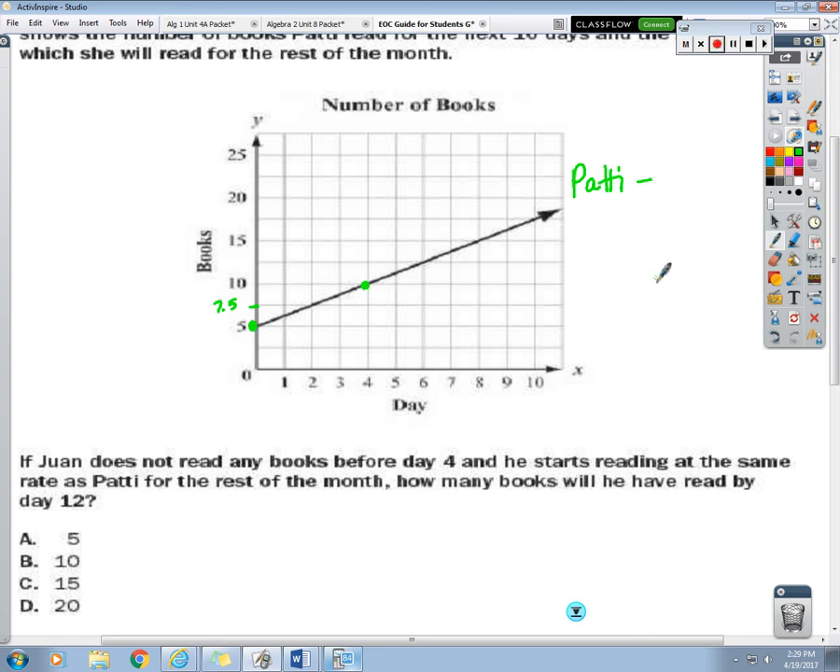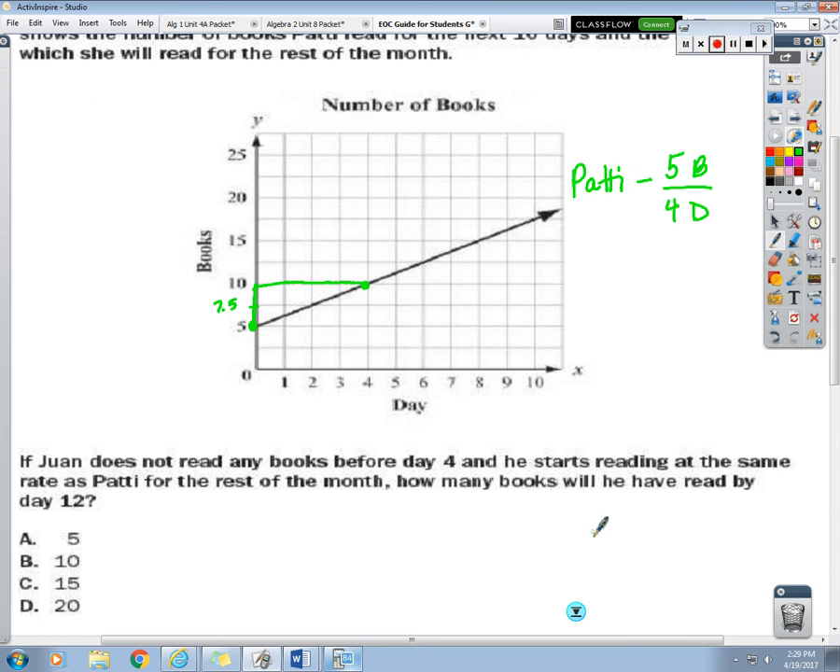So how many does she have to rise to get from this point to this point? Y'all, from 5 to 10 is how many books? 5 books. And then she runs how many? 4, because that's from 0 to 4, and that's what? Days. So she reads 5 books every 4 days. Okay? So she's reading like 1 1/4 book per day.